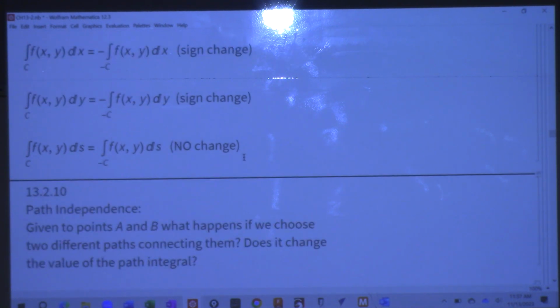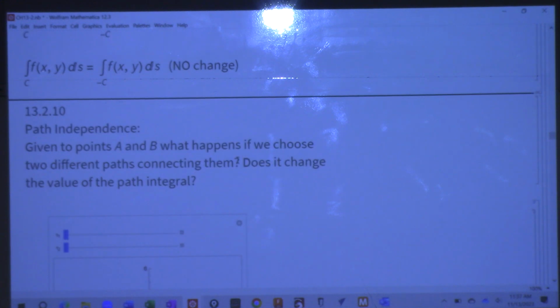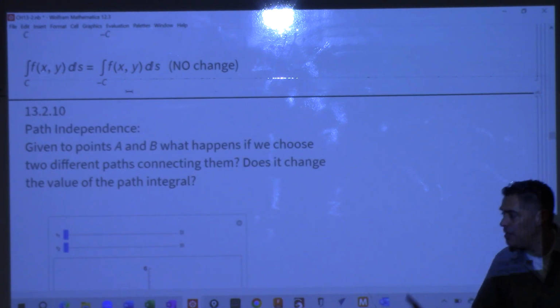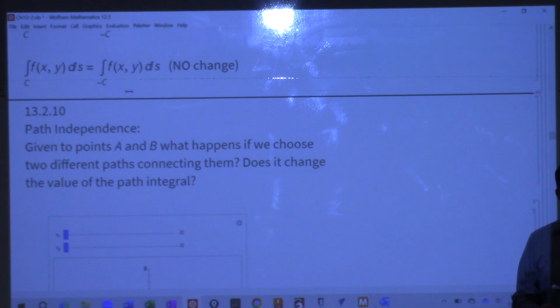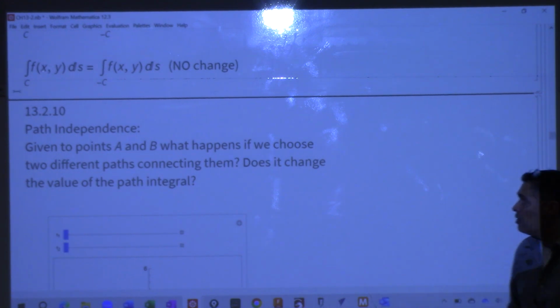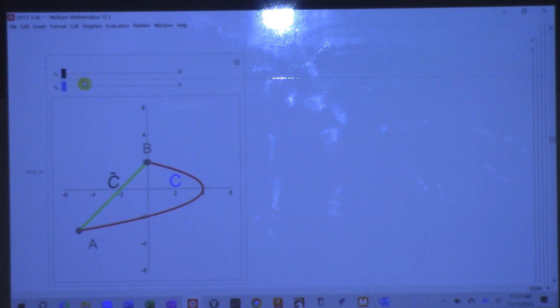Next note, path independence. Now this is a different thing. Previously I was saying, what if you did the path in the opposite direction? Now I'm asking you to consider this. If you're given two points, A and B, we could have different paths going from A to B. We could have that path, C, and this one I'm calling C tilde. Should we get the same answer?